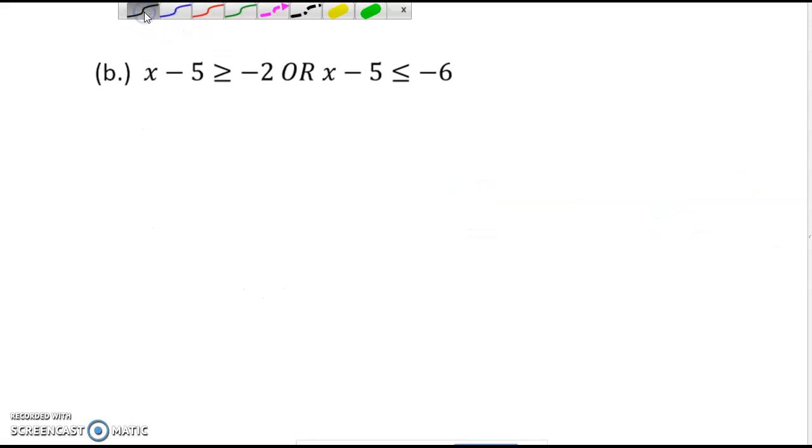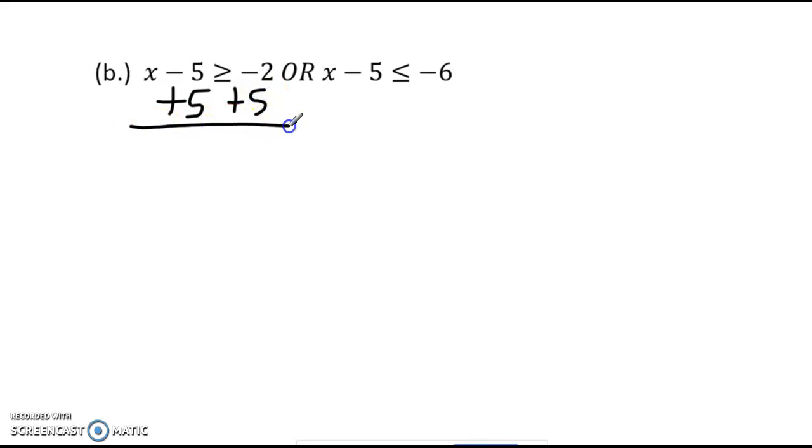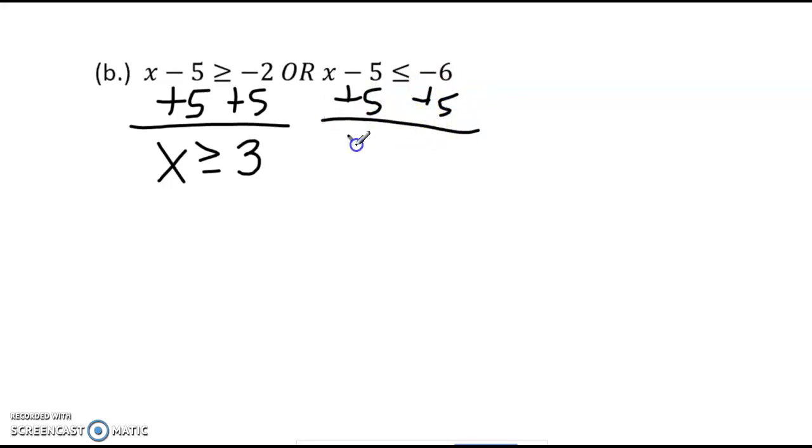We're going to add 5 to the other side. So plus 5, plus 5. That's going to give me x is greater than or equal to 3, hopefully. Did I do that correctly? Okay. Again, on this one on the right, we can also add 5 to both sides. And I get x is less than or equal to negative 1. And I better put OR. So I'm going to graph.